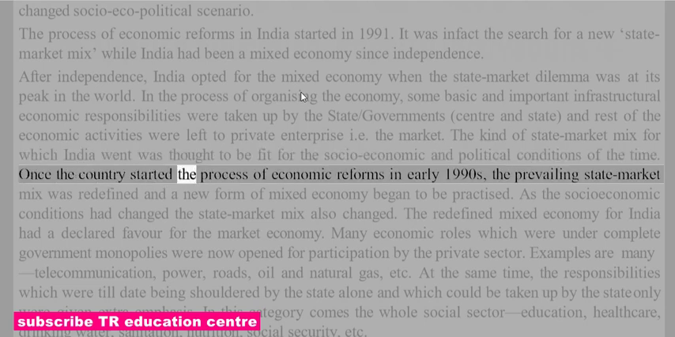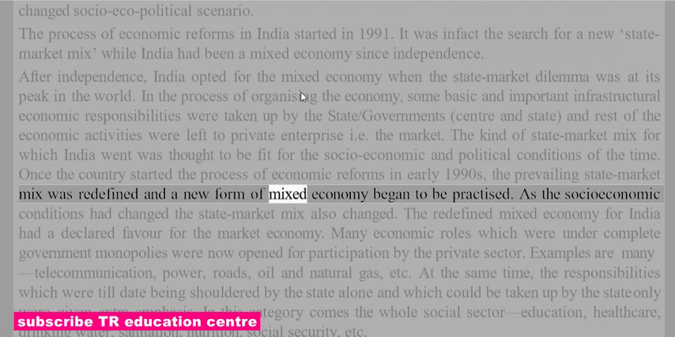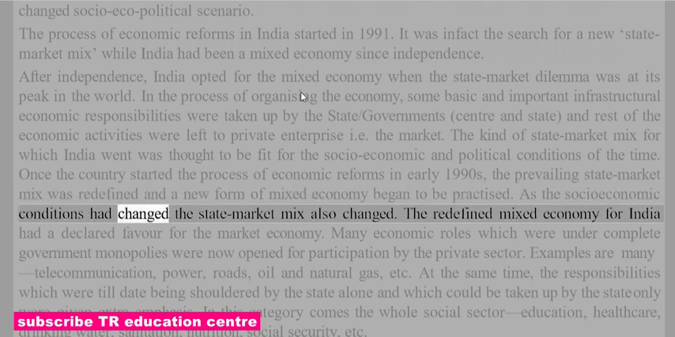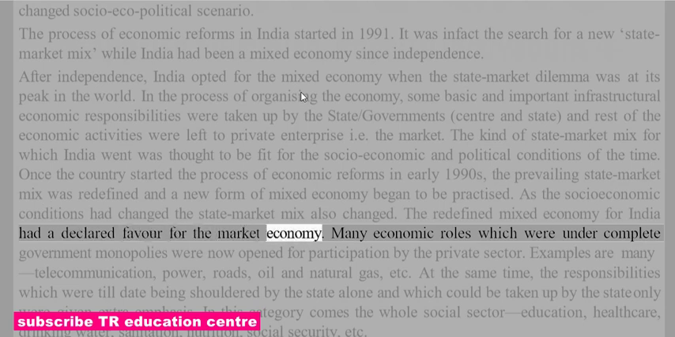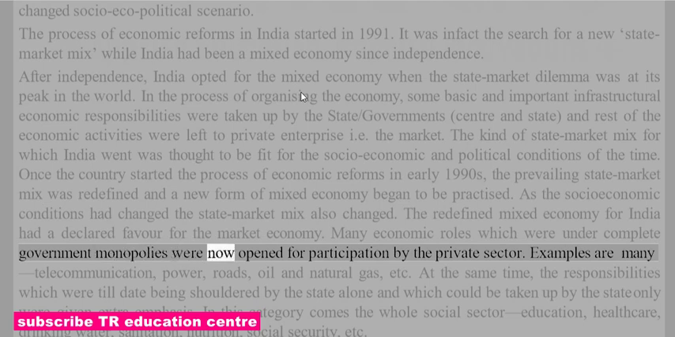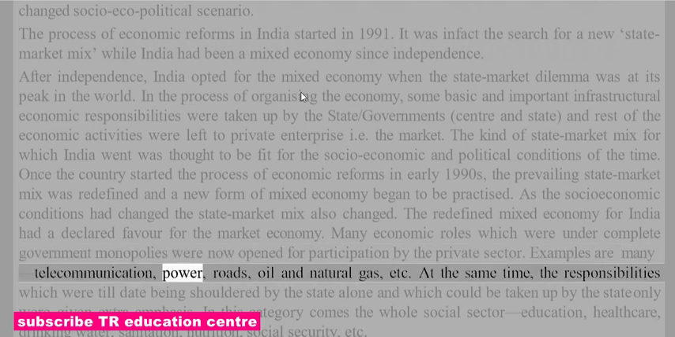Once the country started the process of economic reforms in the early 1990s, the prevailing state-market mix was redefined and a new form of mixed economy began to be practiced. As the socio-economic conditions had changed, the state-market mix also changed. The redefined mixed economy for India had a declared favor for the market economy. Many economic roles which were under complete government monopolies were now opened for participation by the private sector. Examples are many: telecommunication, power, roads, oil and natural gas, etc.